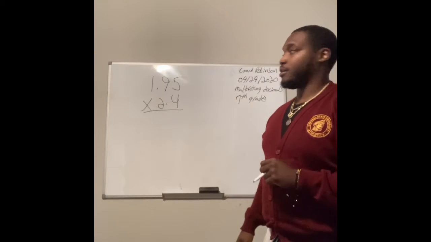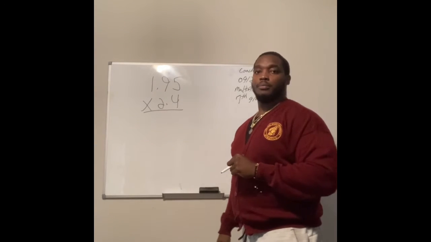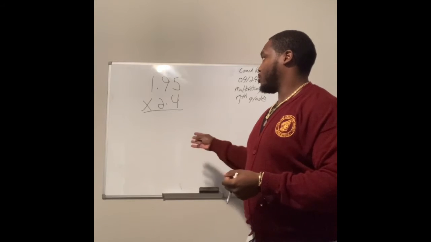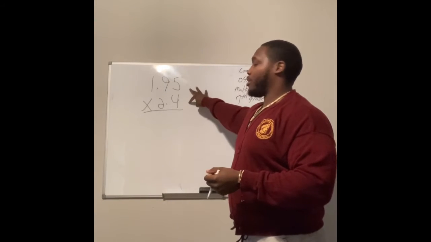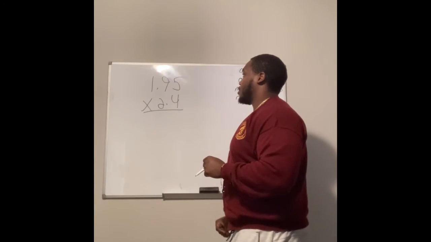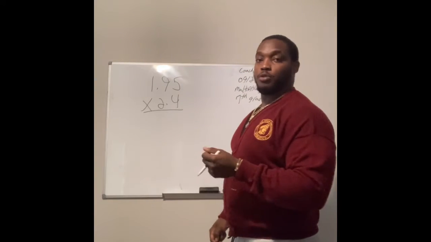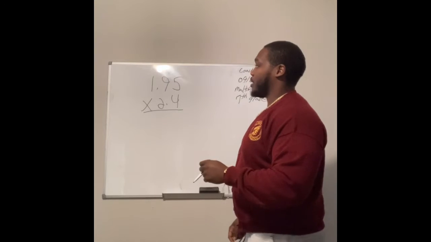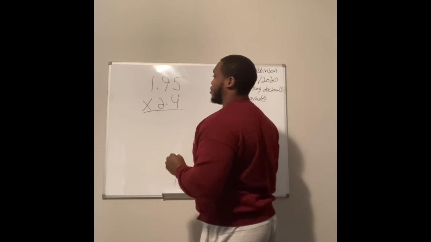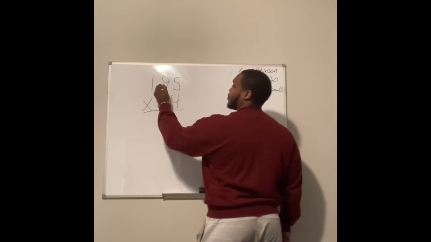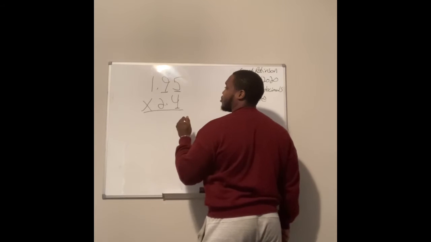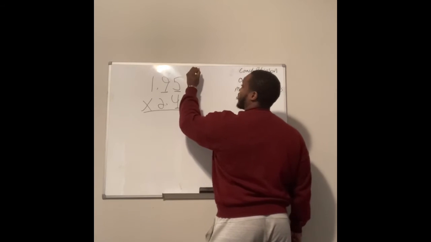So now let's get into the main lesson. When you multiply decimals, the best way to go about doing this is just to do the problem as if the decimals didn't exist, right? So we want to count our decimal spaces. The decimal spaces are the numbers that are after the decimals, right? So we have 2 spaces for 1.95 and 1 space for 2.4, totaling 3 spaces.